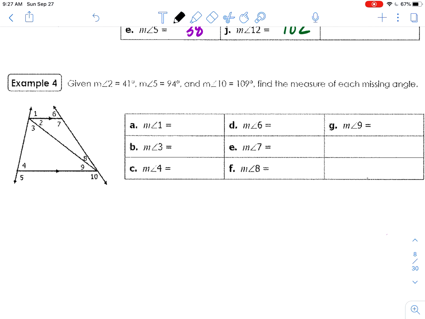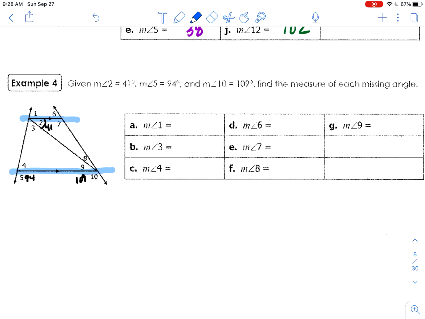All right, in our last example, let's mark everything that we're given. The measure of angle 2 is 41. Measure of angle 5 is 94. Measure of angle 10 is 109. All right, and we can see we have the parallel marks here and here. So we've got some parallel lines. I'm going to go ahead and highlight them, this guy and this guy.